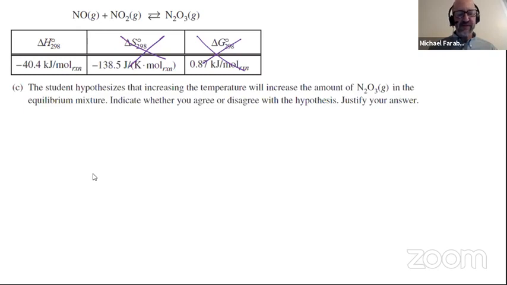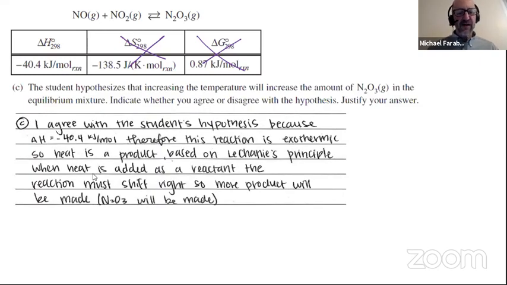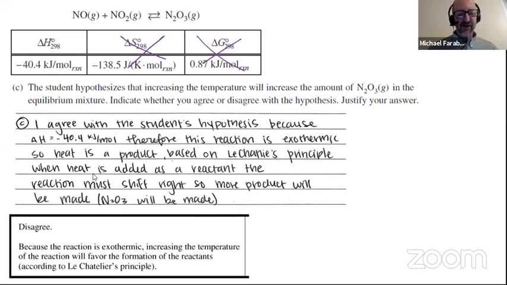Here's what the student said. They said, I agree with the student's hypothesis because the delta H is negative 40.4 kilojoules per mole, and that is an exothermic reaction. So heat is a product. Based on Le Chatelier's principle, when heat is added as a reactant, the reaction must shift to the right, so more product will be made and N2O3 will increase. So I like what they said about the exothermic part, but unfortunately they should have said disagree. Okay, so heat is not added as a reactant. That's the part that kind of messed them up.